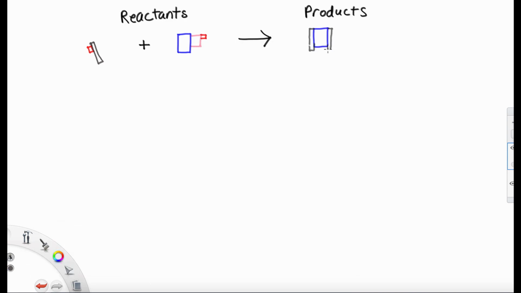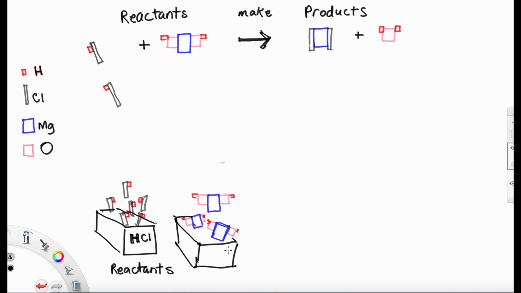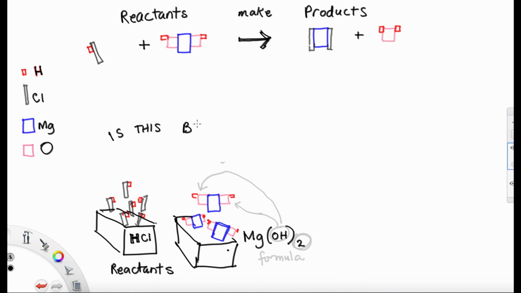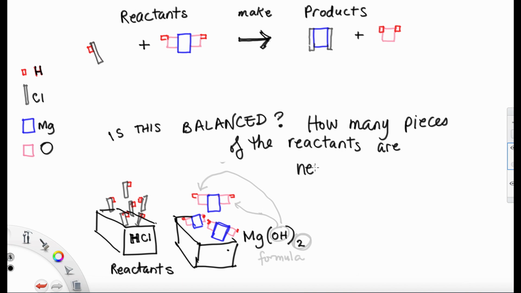Here's another example. Imagine you had as the reactants these pieces of Lego, and we make a product that looks like this. So our Lego would be H and Cl and Mg and O, and the reactants are HCl and Mg(OH)2. Notice the way we write this formula for magnesium hydroxide, Mg(OH)2. So the question is, is it balanced? How many pieces of the reactants are needed in order to make the products?